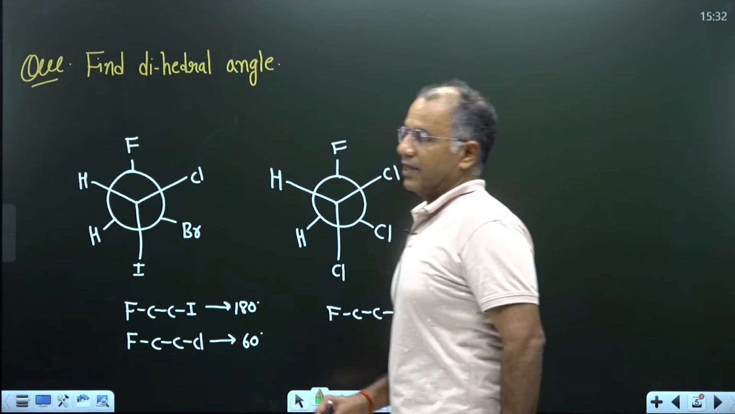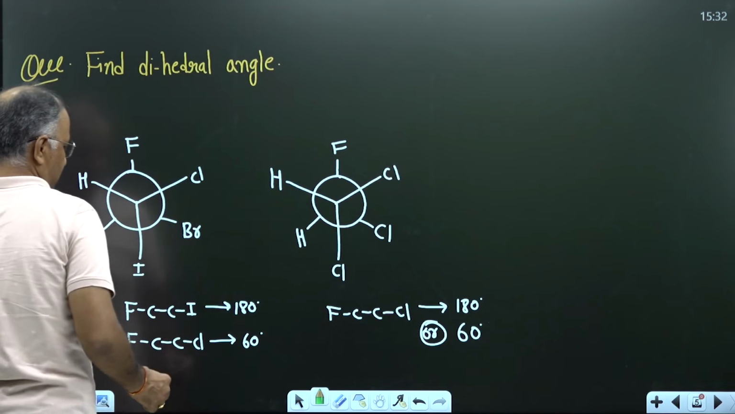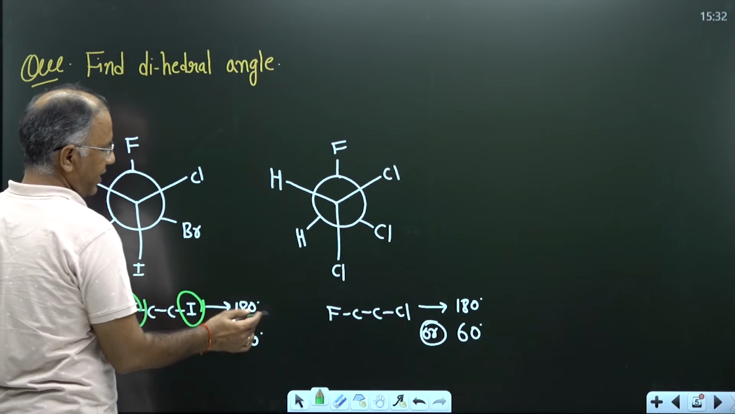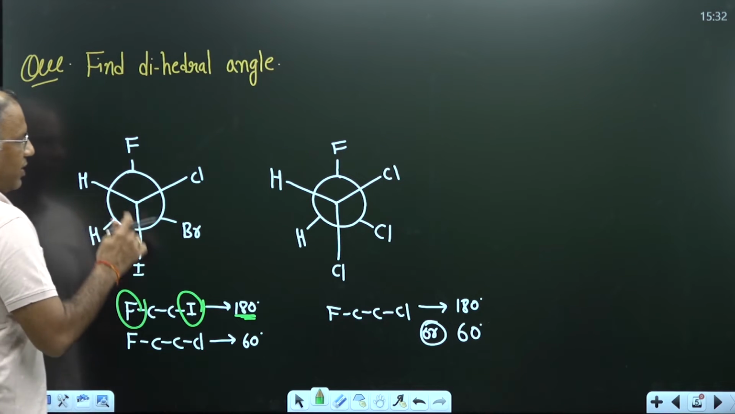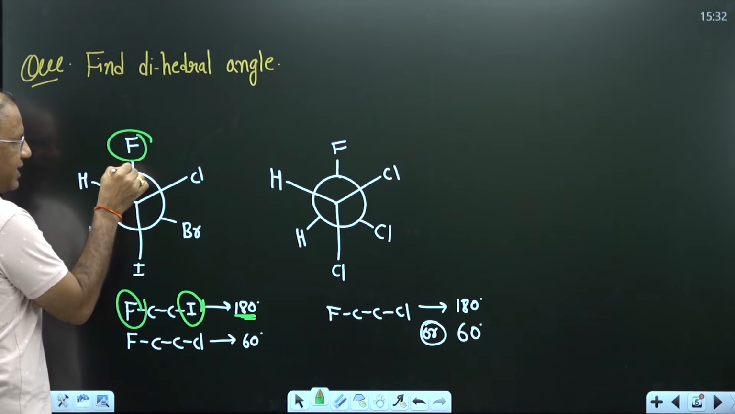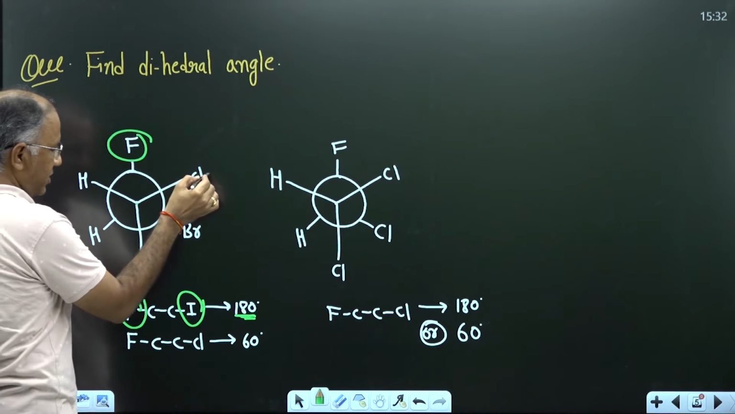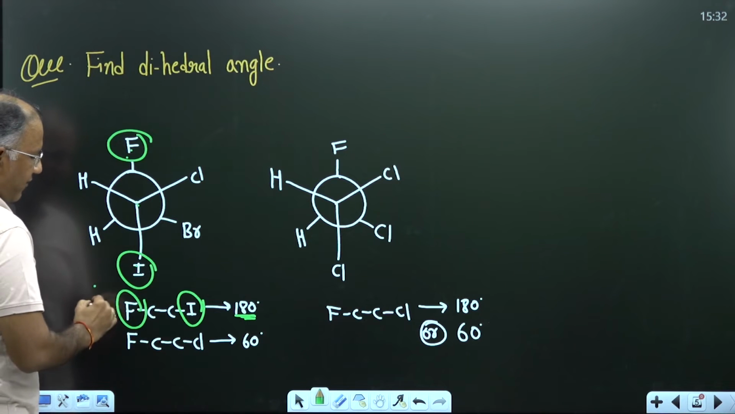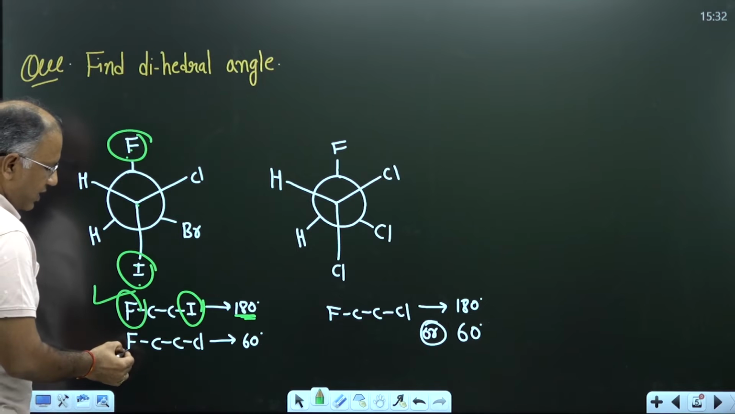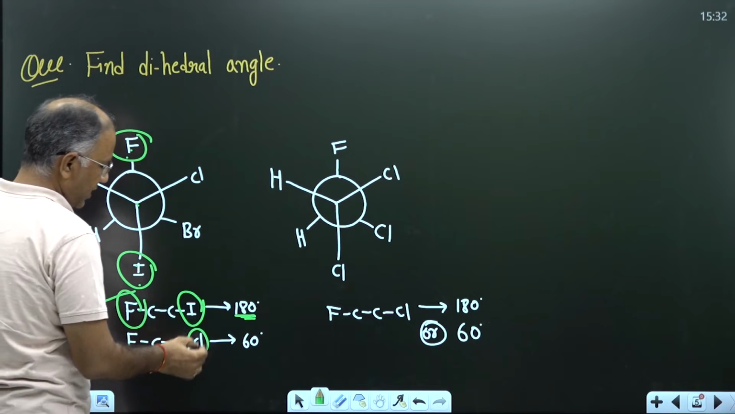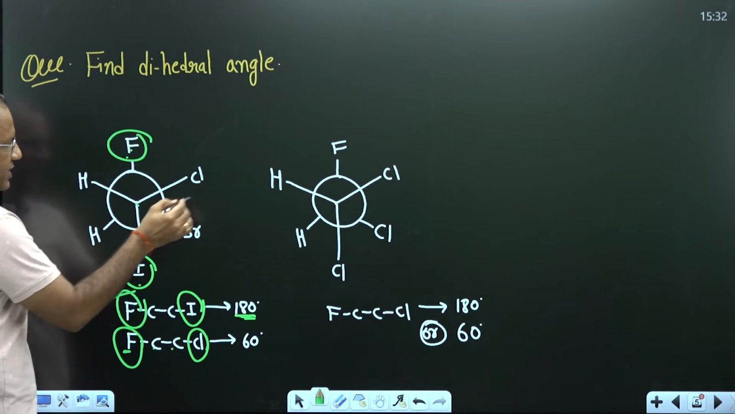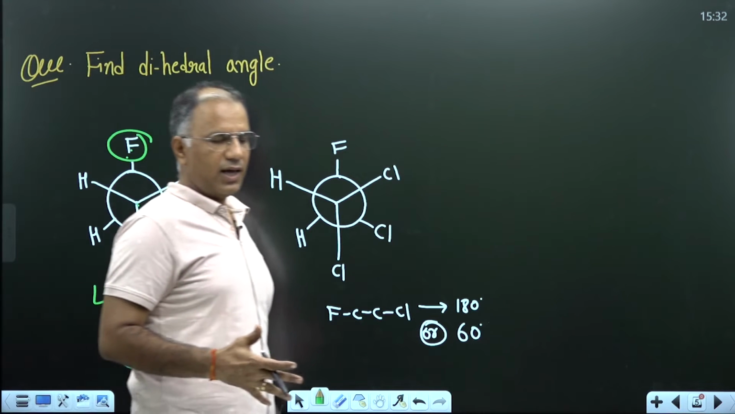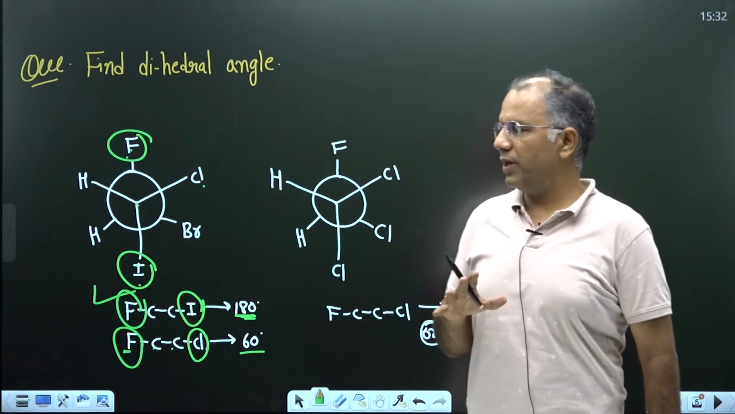Now find the dihedral angle. If I ask you to explain the dihedral angle of F-C-C-I, it is 180 degree. How is it 180 degree? This is fluorine, the back side is carbon, front side is carbon, and this is iodine. So for F-C-C-I, what is the dihedral angle? 180 degree. If I ask what is the dihedral angle of F-C-C-Cl, then F, C, C and this is Cl, it is 60 degree. So what is the definition of dihedral angle? Angle between two specified groups in Newman.